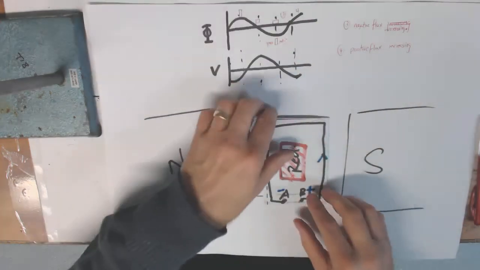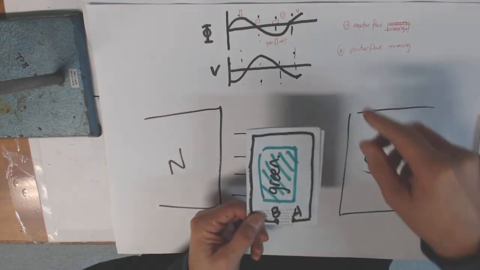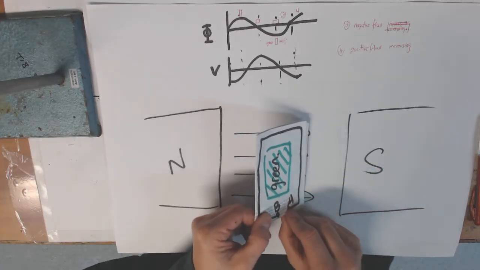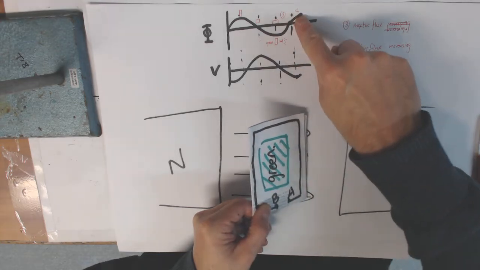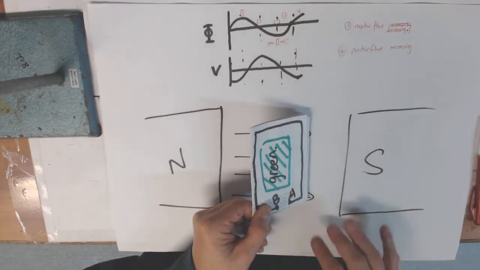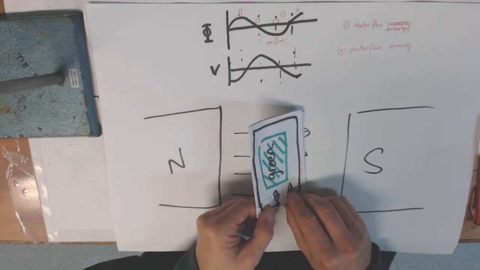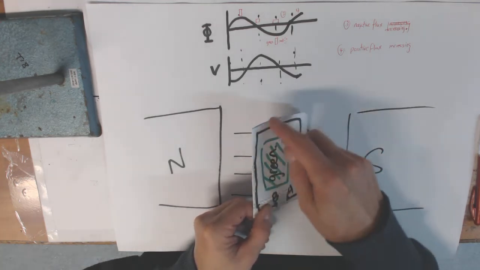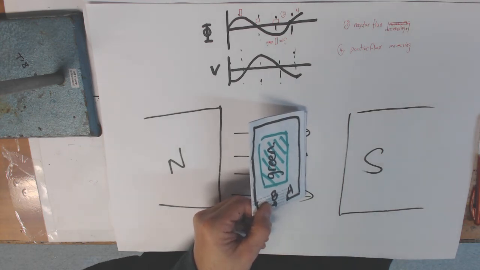Now, the red has collapsed. We've got zero flux. Now what we've got is the flux coming out of the green from north to south. That's a positive flux in section 4. Now this time the flux is increasing. If it's increasing, the current that flows in this loop is going to want to go in a direction that's going to decrease that change. So if it's increasing, it's going to want to decrease it.